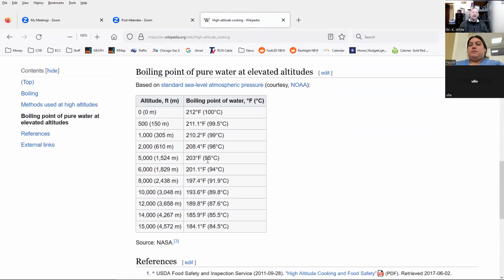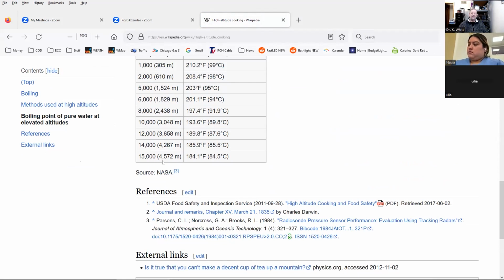All right. At sea level, the boiling point of water is about 100 degrees C. At Denver, which is the Mile High City, about 5,000 feet above sea level, it's 95 degrees. If you go to the Himalayas, which is probably about 15,000 feet, the boiling point is 84.5 degrees C, a lot lower. The higher you go in altitude, the lower the boiling point. And you should know this.